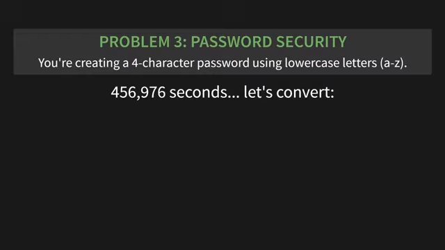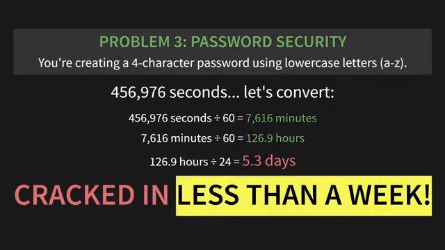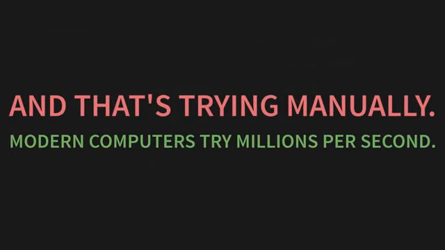456,976 seconds. Let's convert this. That works out to about 7,600 minutes, which is roughly 127 hours, which means just over 5 days. Your 4-letter password? Gone in less than a week. And that's trying manually. Modern computers try millions per second. Your 4-letter password? Gone in milliseconds.